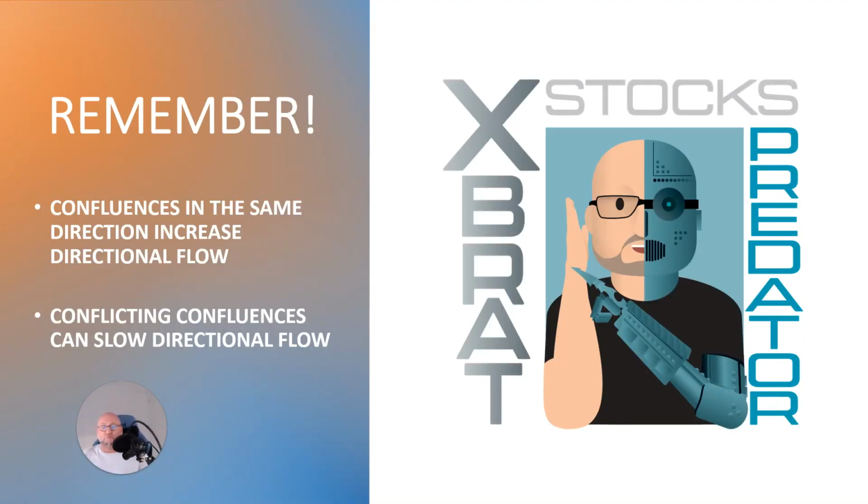So remember, confluences in the same direction increase directional flow. Conflicting confluences can slow directional flow. This confluence meter is very important. The scans work. Overnight, when you finish the trading day, switch your dashboard off, switch it back on in the morning, and it will update from the servers. If there are any confluences they will put on there, you've just got to decipher whether they're conflicting or they're actually in the same direction, and then do your analysis.